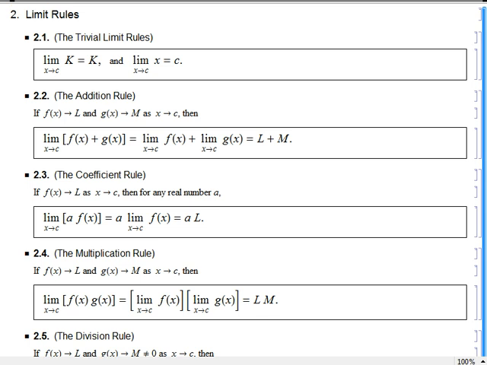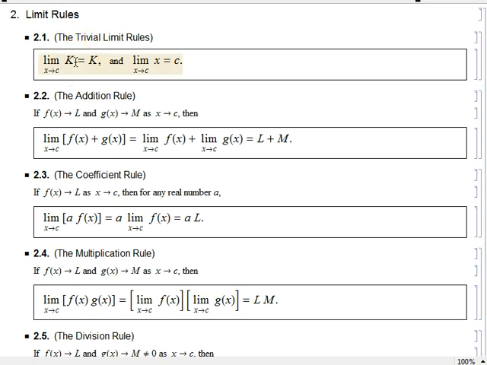Okay, here is a summary of limit rules that we have to remember. First, the trivial limit rules. A constant k remains as constant k no matter what. The second rule is equally as trivial. x approaches c, then, of course, x approaches c. That's all there is. Trivial.